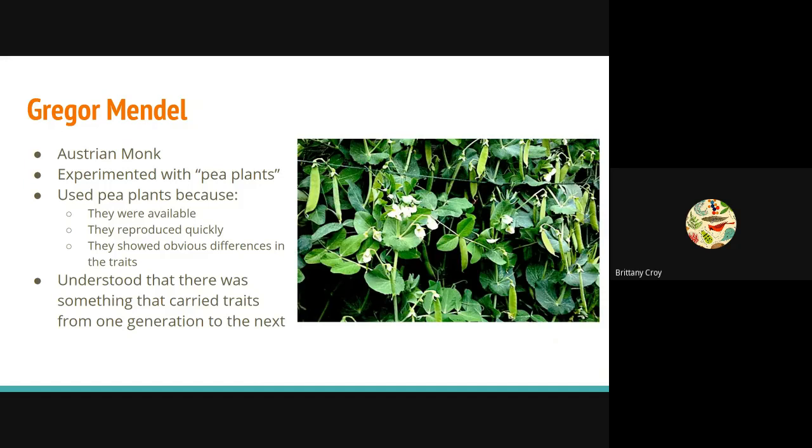Mendel understood that there was something that passes traits from one generation to the next, and he's trying to figure out what that something is. He used the word factors, like he would say a mom passes a factor to its baby. Today, we would call that genes. So he basically discovered genes, which he called factors.